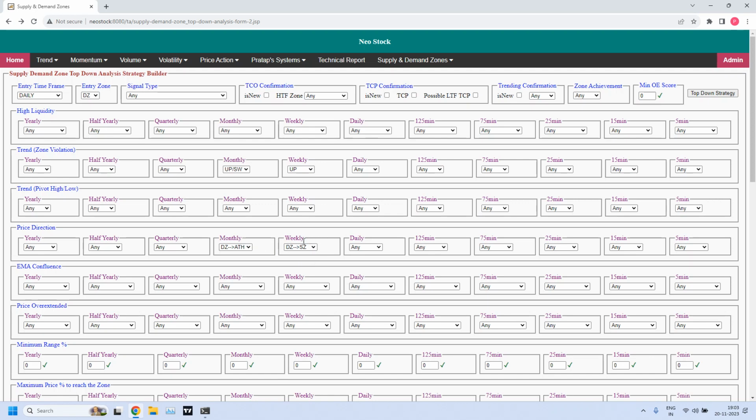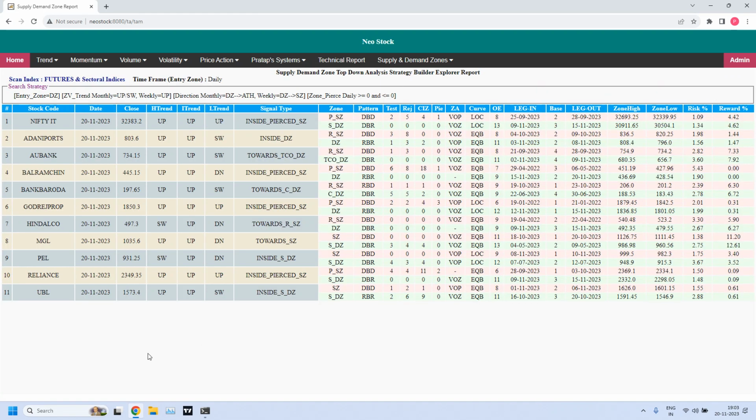That's why we have to generate 2 more reports. So the second report is the demand zone to supply zone condition. Let us filter. So a total of 11 stocks are filtered. All these are bullish setup related stocks. Look into the search strategy, you will get clarity.